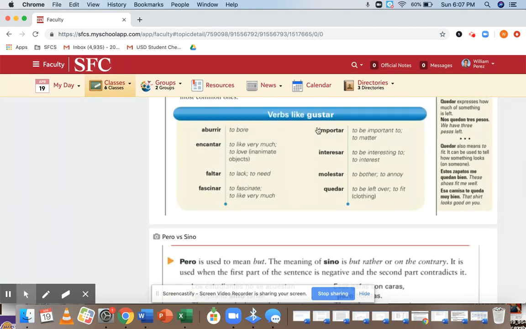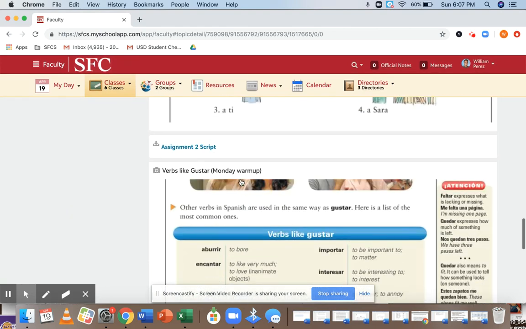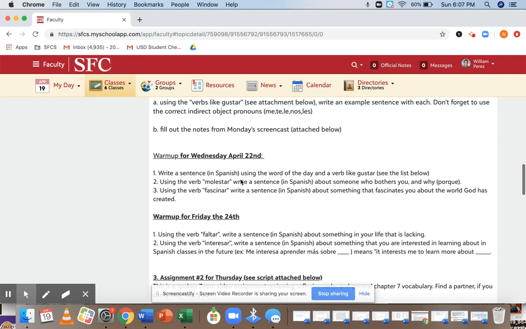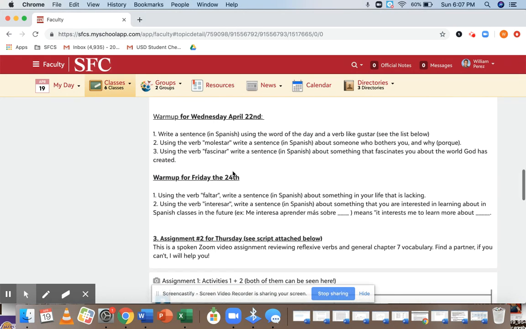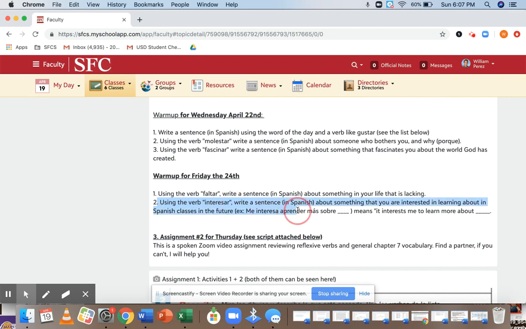And then we're conjugating them the way that we have learned how to conjugate gustar, using them in the same way. And here's what I want you to write about. Something in your life that is lacking. Faltar means to lack or to need. The verb interesar, write a sentence about something that you are interested in learning about in Spanish in the future. So me interesa aprender más sobre means it interests me more to learn about.